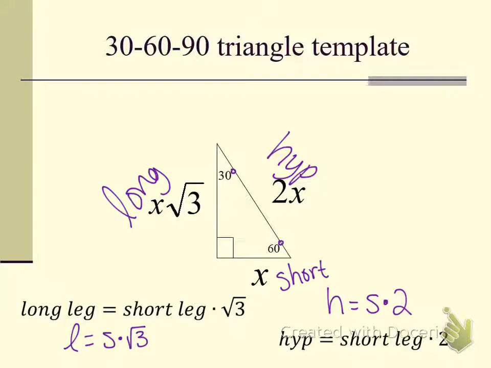Now, we'll go through some examples. They could use different variables. They could have numbers in there. So I would be getting attached to these little formulas more than anything else. If you can identify long leg, short leg, and hypotenuse, and you can remember these two little formulas, you'll be in good shape. Anybody need more time on this slide?